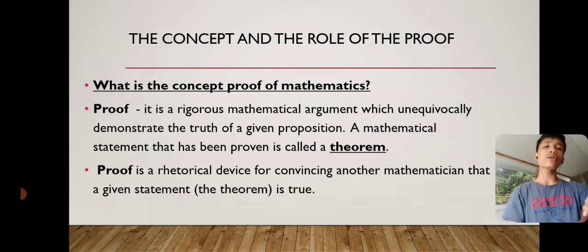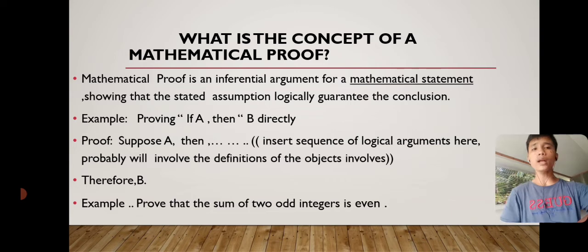A theorem is a mathematical statement that has been proven. A theorem is a statement that has been proven by a mathematical expert. So what is the concept of mathematical proof? I will share some examples of mathematical proof. A proof is an inferential argument for a mathematical statement, showing that the stated assumptions logically guarantee the conclusion. So this is an example of the concept of mathematical proof.